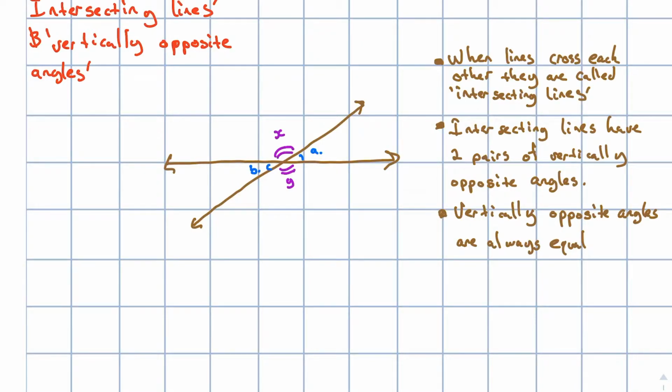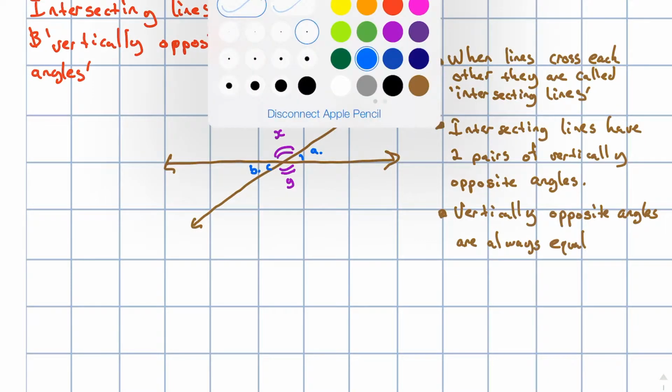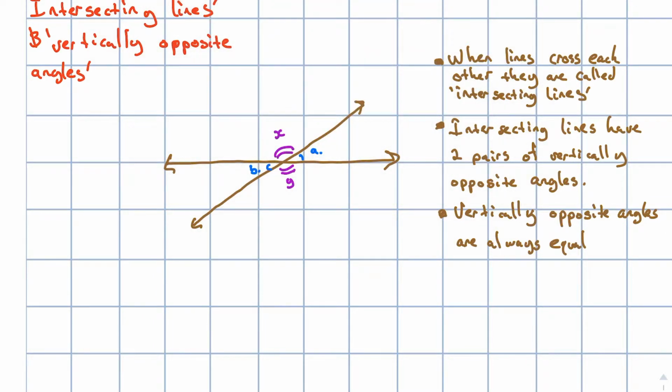Now we're going to be looking at intersecting lines and vertically opposite angles. So when we have intersecting lines, it just means 2 lines that cross each other, right? So when lines cross each other, they're called intersecting lines because they literally intersect. And then the next thing is that intersecting lines have 2 pairs of vertically opposite angles.